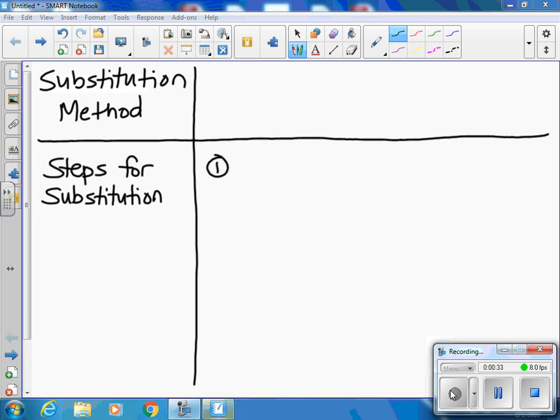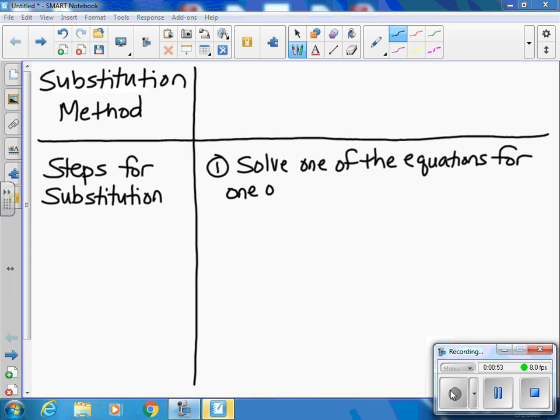Right, but the first step that you're going to have to do is to solve one of the equations for one of the variables. And it does not matter which one.